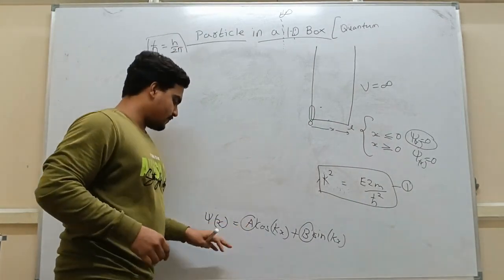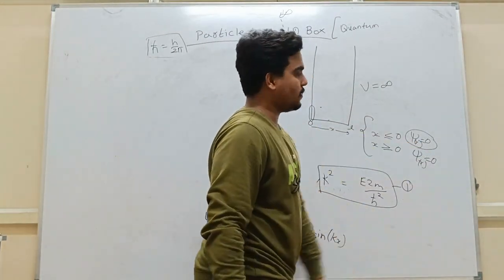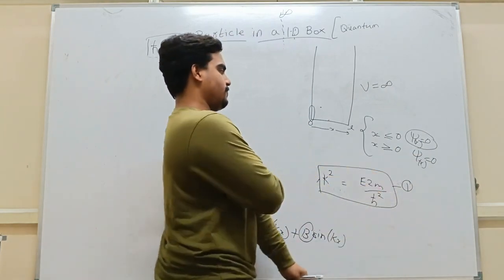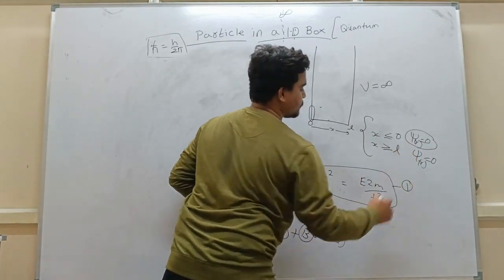So now what we will do, we will apply this boundary condition. That is, first we will apply x value as 0 and then we will apply x value as L. Okay, so this will be L.